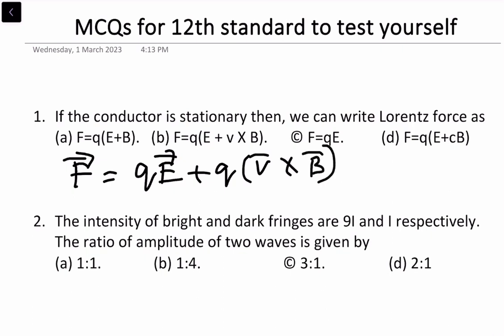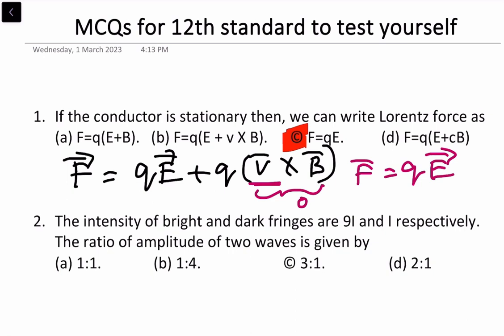Now what they have said here, they said that when the conductor is stationary, so that means there is no velocity. When there is no velocity, that is V is equal to 0. When V equal to 0, this product becomes 0. Therefore, F is equal to QE bar. So this is the answer. This answer is given in C. So the answer is C. Okay.